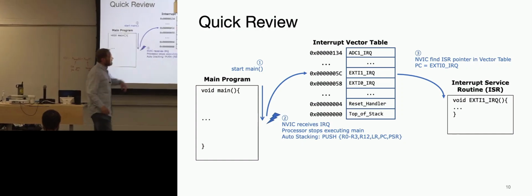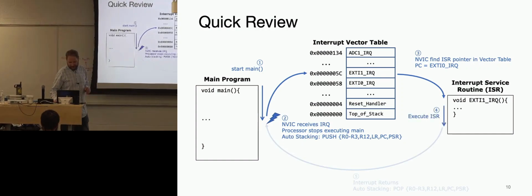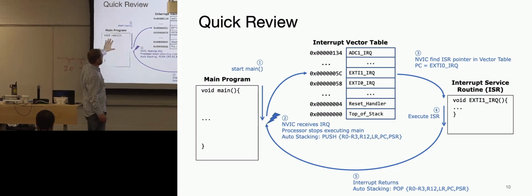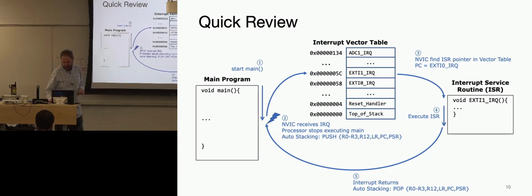Then you're going to go execute that code. And when you're done, you're going to return control back to main. The goal is to make this as seamless as possible, so main doesn't ever know that anything happened here. There's just going to be a missing chunk of time.